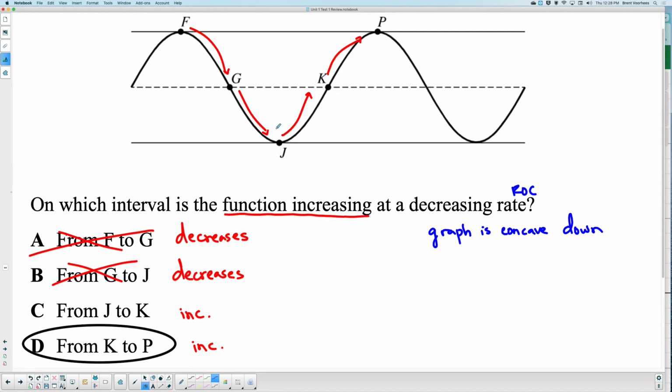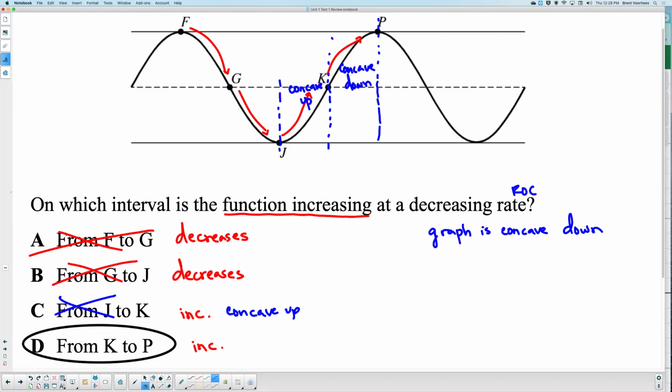On J to K, what is our graph here from J to K? In this window, we are concave up. So that would not be the answer. This one is concave up. So C is out, therefore D has to be the answer. Just to check it real quick, from K to P, is it concave down? Yeah, this would be concave down. So make sure you understand how that works.